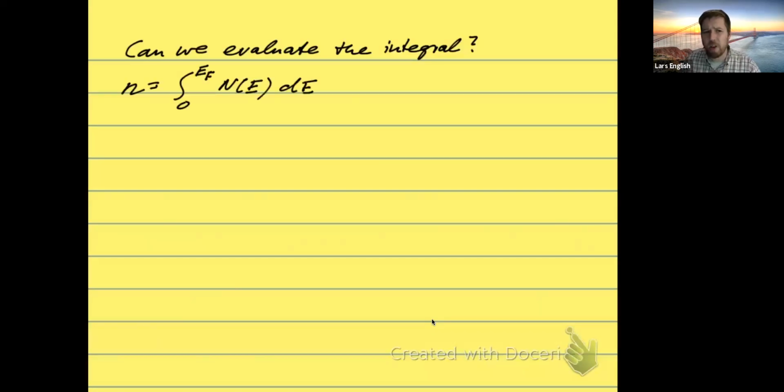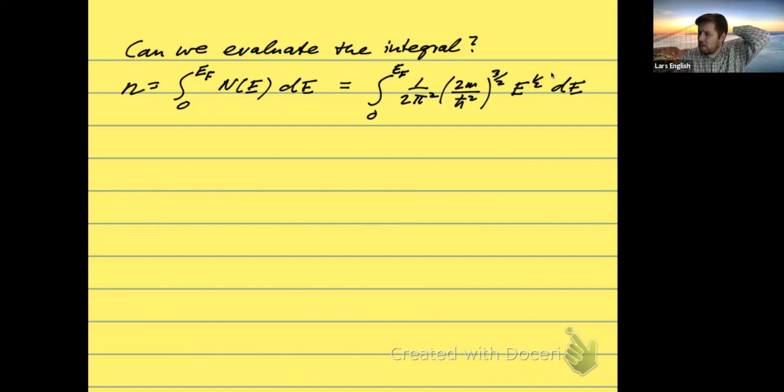Can we evaluate the integral? That's the integral that we need to tackle. I can plug in what I know this n of E to be. You might wonder, where did the second part go? Well, it's just 1, right? At 0 temperature, it's just 1 all the way up to the Fermi energy. So the Fermi-Dirac distribution function f of E is just 1 from 0 to E sub f, and therefore it doesn't appear anymore in this integrand.